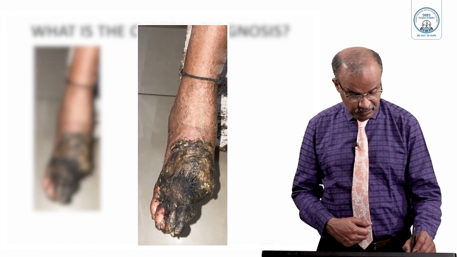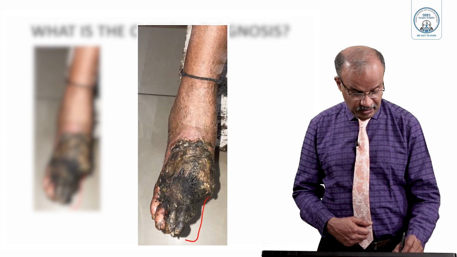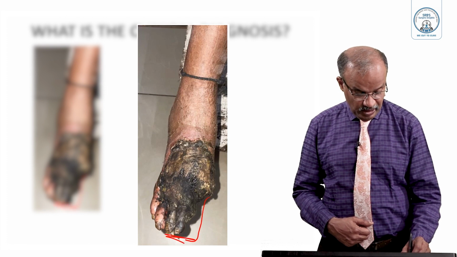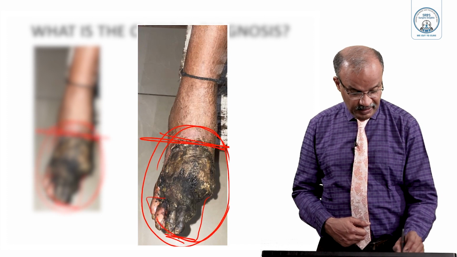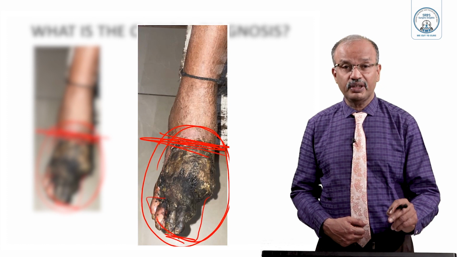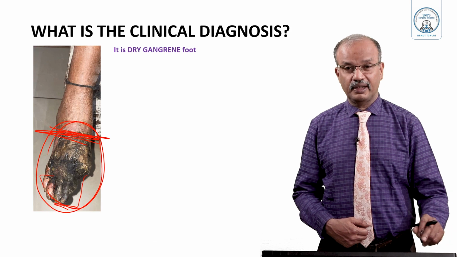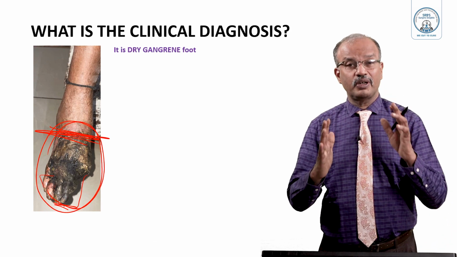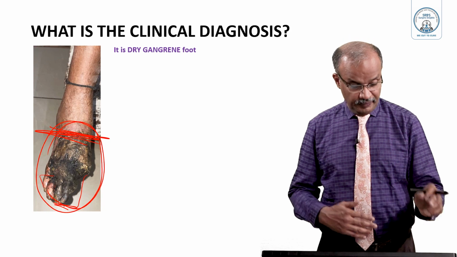See here, the foot is there, it's already gone. The great toe is gone and two toes are very black, and this area is totally black up to this area. So this is the scenario. So what is this condition? This condition is dry gangrene. You know that gangrene is the macroscopic death of tissue in situ with putrefaction.